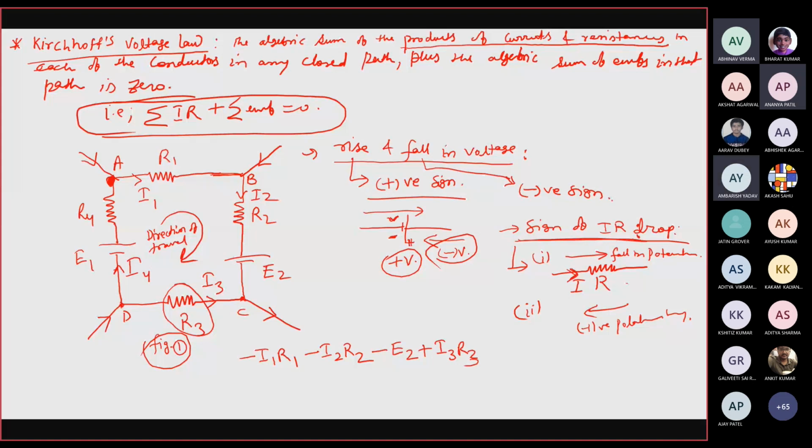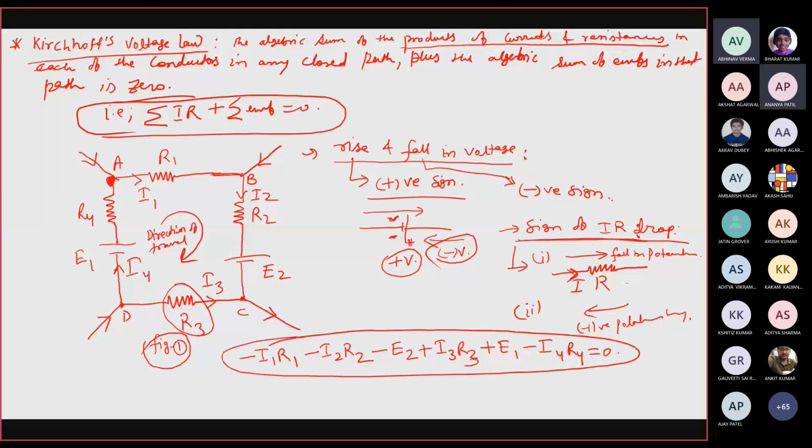Now again, what about this E1 source? This will be plus E1. And what about the drop across R4? Minus I4 R4. So this will be equal to 0. So this is the equation after application of the KVL. Right? I hope all of you understood this.